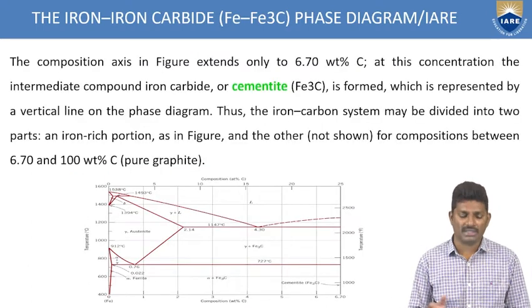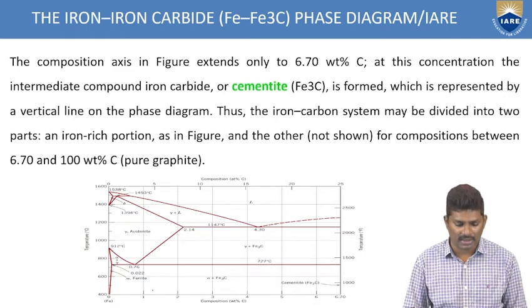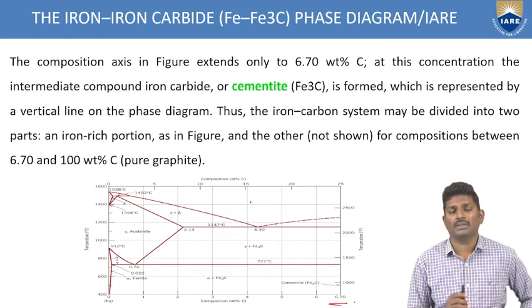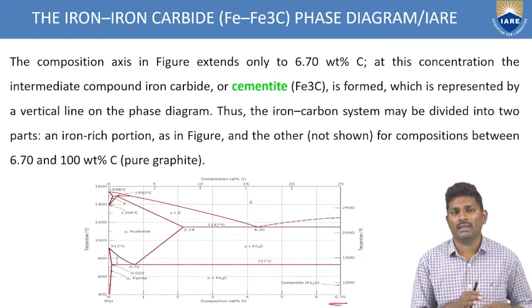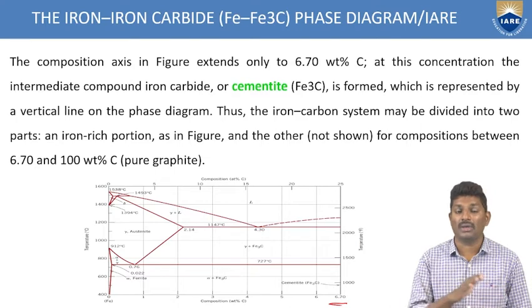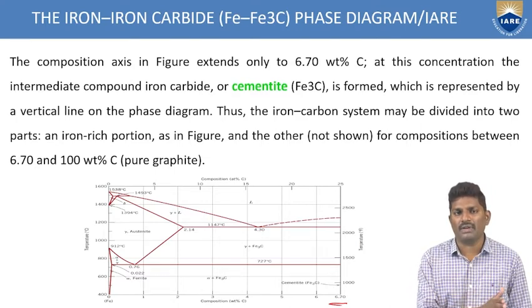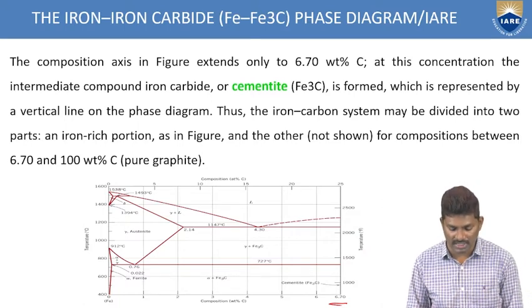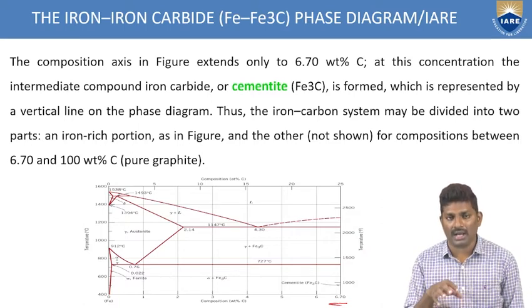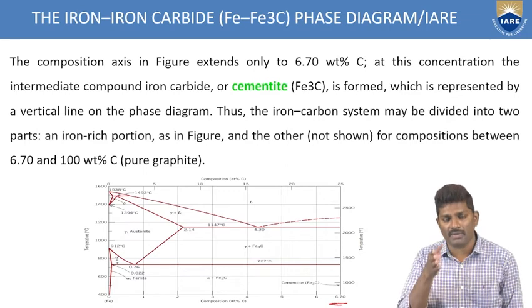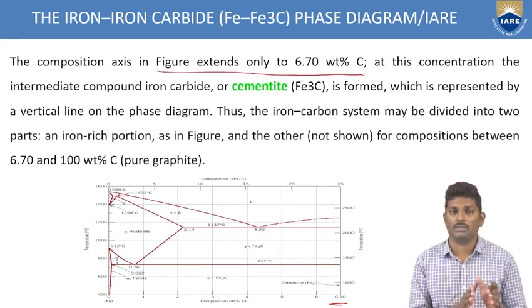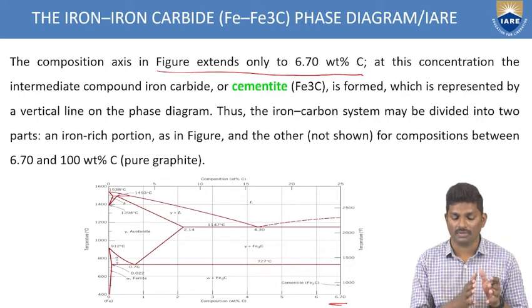Now, if you see the composition axis, that is the x-axis, the figure is extending up to only 6.70 weight percentage of carbon. Why? Because we are concentrating only on the conversion of iron to carbide. So it is converting from iron to carbide at 6.70 weight percentage. That means we are getting the cementite or the carbide at this junction. So that's why we are stopping. That's why the figure extends only to 6.70 weight percentage of carbon.